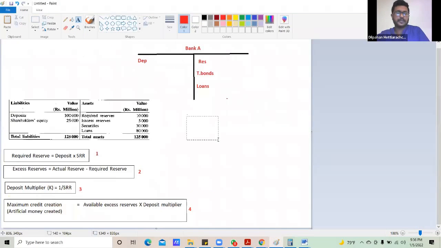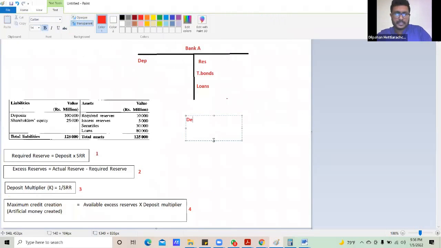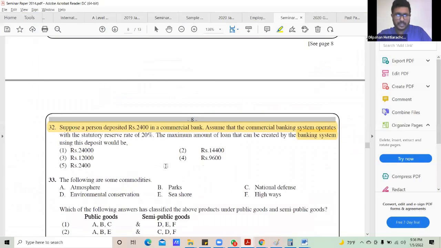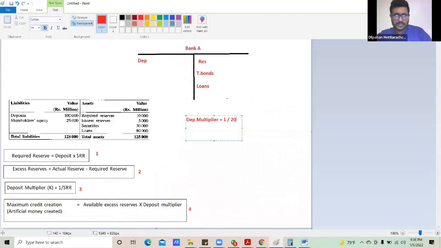Right. So first of all, what you have to do is calculate the deposit multiplier. What's the deposit multiplier? 1 divided by SRR. SRR, how much in that calculation? 20%. SRR is 20%. Some people get this calculation wrong.